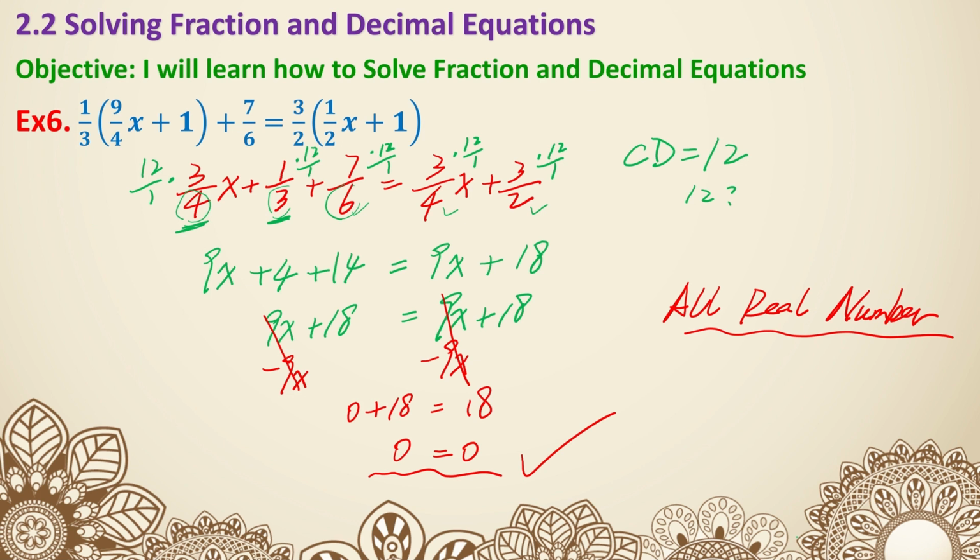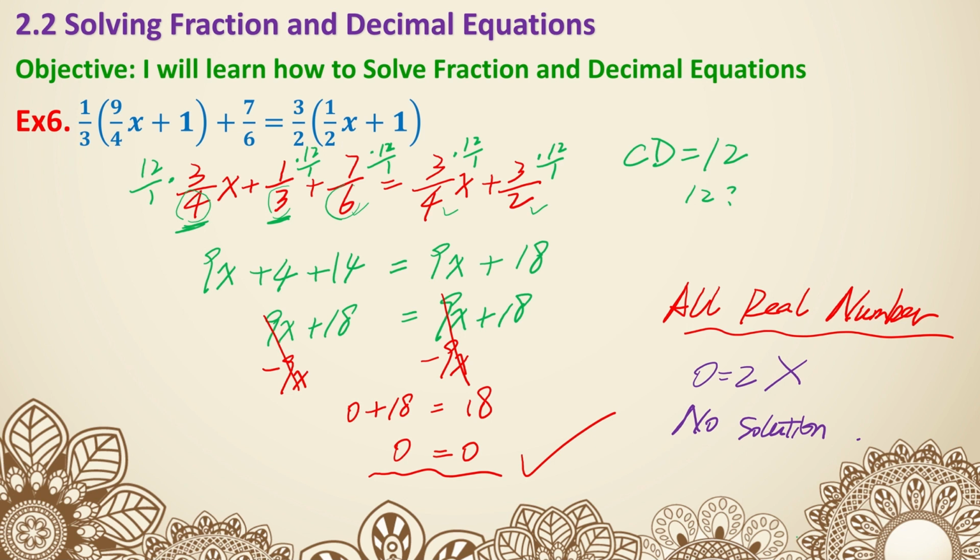So whenever you have 0 equals 0, that would actually be all real numbers. If, let's say, you got an answer as 0 equals 2, well, that will never work. In that case, it is no solution. So make sure you understand how these two special cases work. So that's about all the examples for fractions.